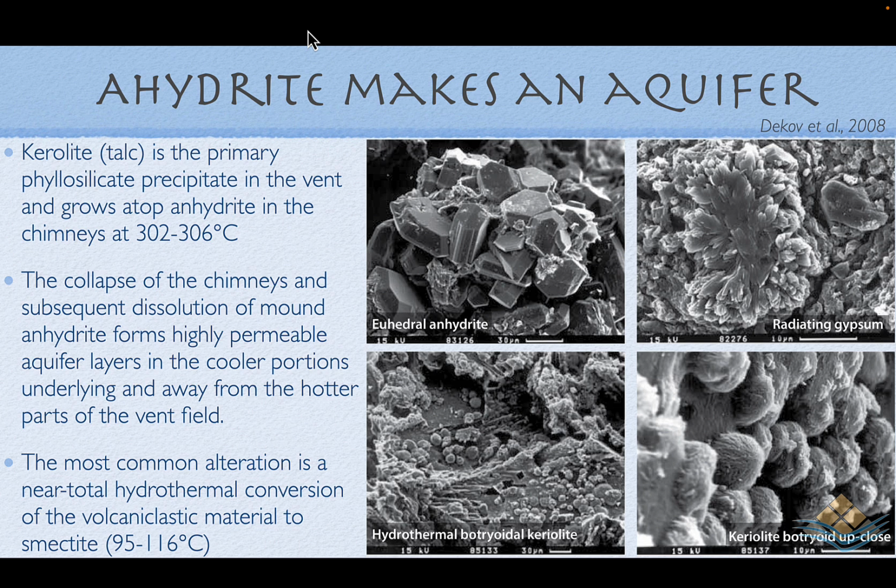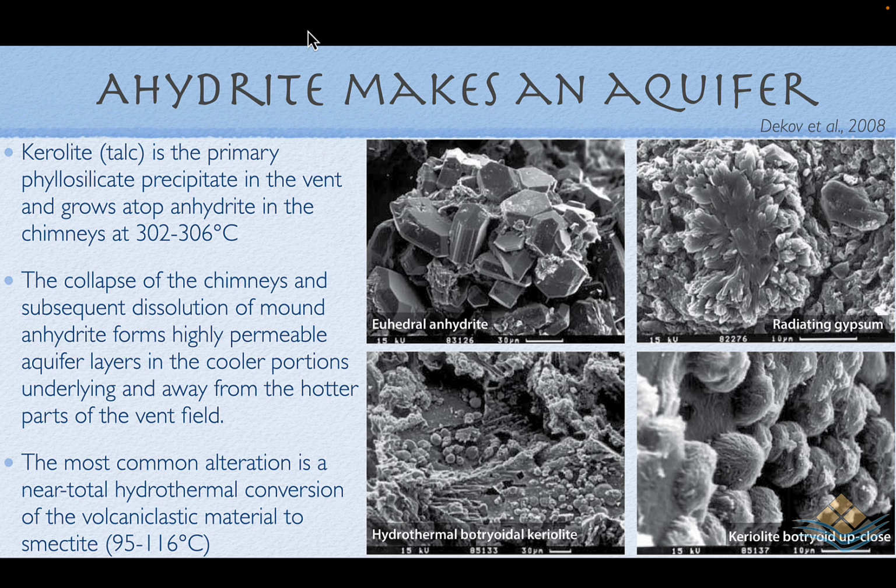If we look a little bit broader at what happens in these active circulation cells, what's happening to the volcaniclastics, this hydrothermal circulation is converting the volcaniclastic material to smectite, the expansive clay, the montmorillonite clay, smectite. This is happening at somewhat cooler temperatures, ranging up to 95 to 116 degrees centigrade. We form phyllosilicates as primary precipitates, kerolite or talc precipitates, in and around the vents that can be reworked into the surrounding sediment. We also have the hydrothermal conversion of the labile volcaniclastics into smectitic clays.